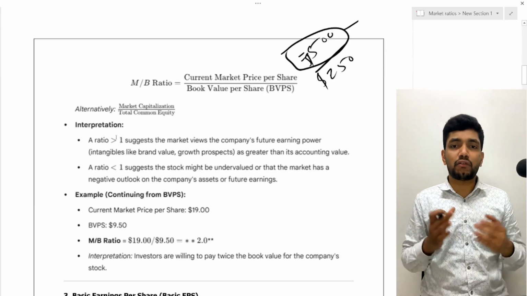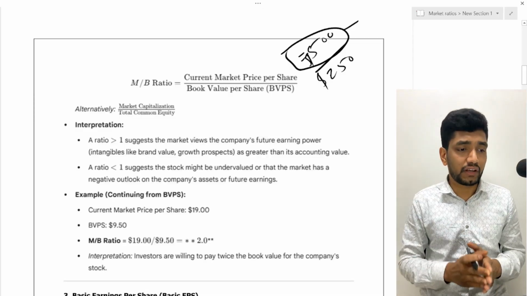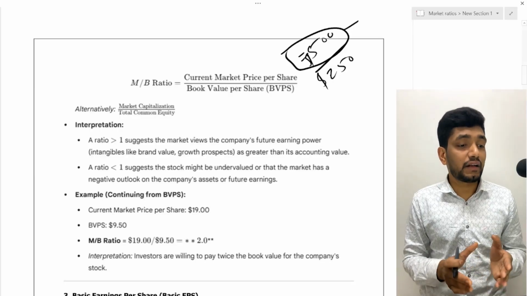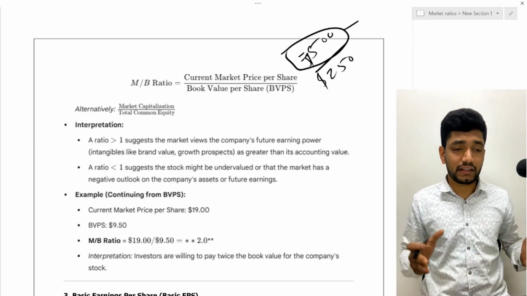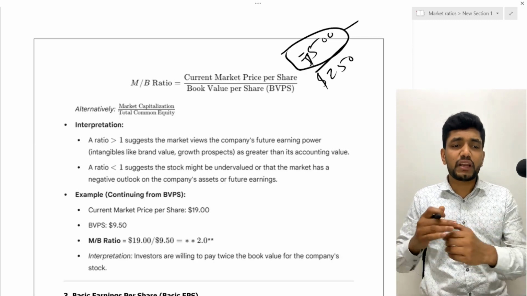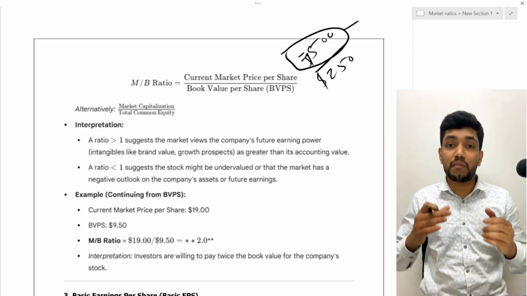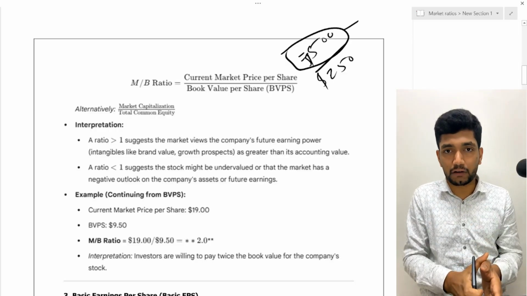So what is the interpretation here? Normally, a ratio greater than 1 suggests the market's view of a company's future earning power, like intangibles, brand value, and growth prospects, as greater than the accounting value. So normally, if the market value is higher than book value, it indicates that the market is viewing this company's future earning power as greater than its book value.